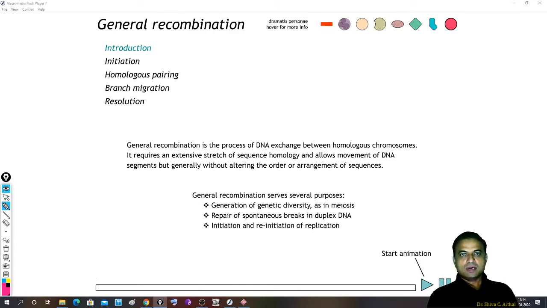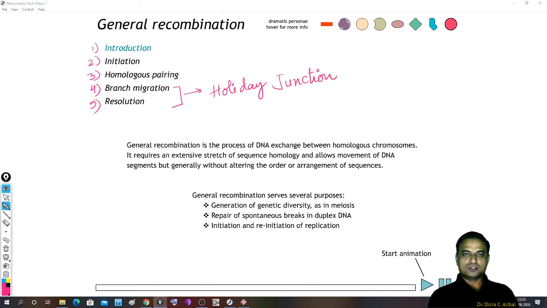So today I would like to explain certain features of general recombination, and in that we will see introduction, initiation, homologous pairing, branch migration and resolution. These two aspects follow the Holliday junction model, and in the end I will be explaining to you the Holliday junction model of general recombination.